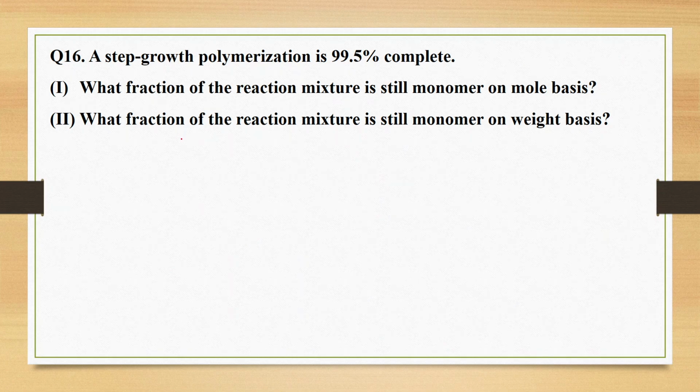So this is the next question. It stated that a step growth polymerization is 99.5% complete. What fraction of the reaction mixture is still monomer on mole basis, and what fraction of the reaction mixture is still monomer on weight basis? So it is very easy. In both cases they have stated it is a monomer, so we already know that our X value will be 1. Just calculate once with the mole formula and once with the weight formula. Try to calculate it and write it down in the chat box and I will see.